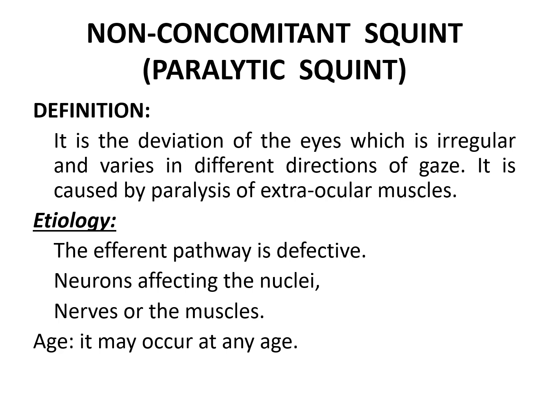So a paralytic squint is the deviation of the eyes which is irregular and varies in different directions of gaze. It is caused by paralysis of extraocular muscles. So the etiology may be that the efferent pathway is defective. Neurons may be involved, nerves or the muscles, and it can occur at any age.